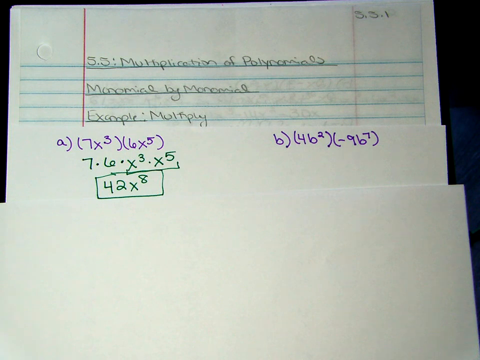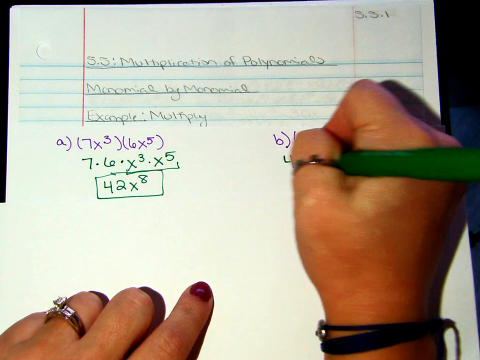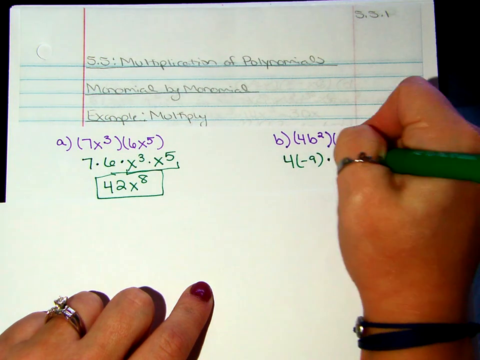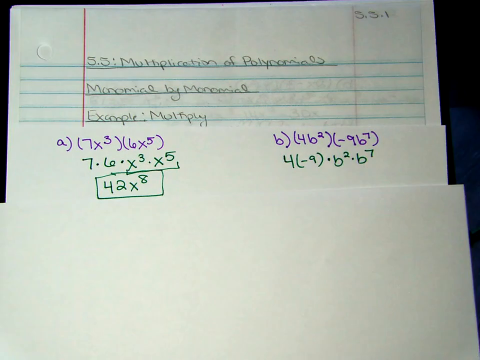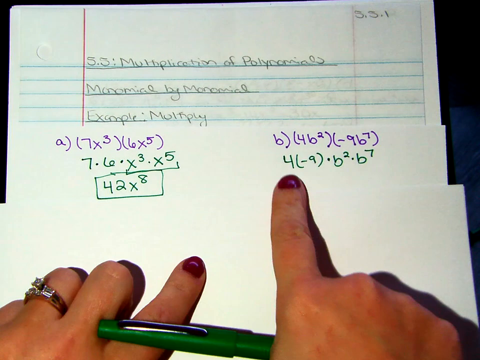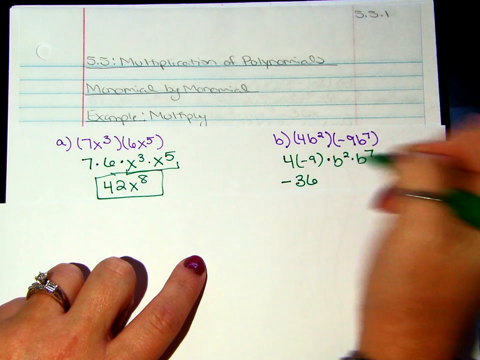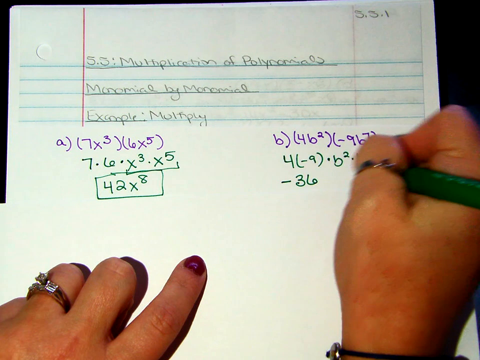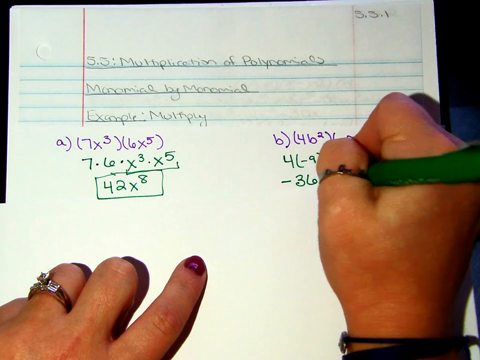So the same thing on the next one. I'm going to take 4 times a negative 9. And we're going to take b squared times b to the 7th. Now, I won't always write all these little steps out. I'm doing it right here because they're going to get a little bit harder, and I won't write every single little step out. Remember, when we have a positive number times a negative number, you will end up with a negative. So 4 times 9 is 36. Again, we're going to use our product rule on our variables because they do have the same base. This time we're taking 2 plus 7, which will give us 9.